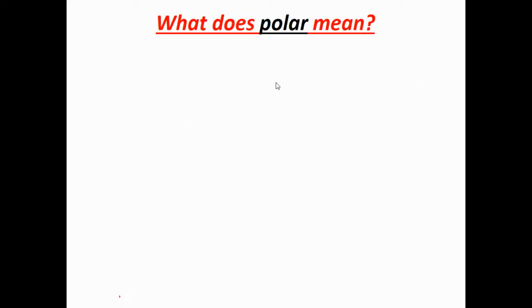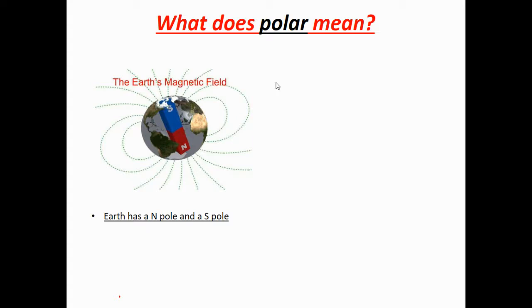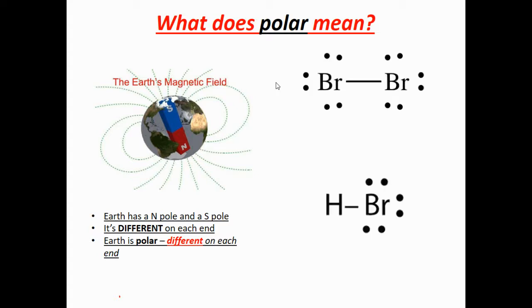Okay, now, what does polar mean? You have heard that the Earth has a magnetic field. The Earth has a North Pole and a South Pole. The Earth is different on each end. The North Pole and South Pole are different from each other, okay? And that means the Earth is polar. Something that's polar is different on each end. If we look at these two molecules, one is Br2, one is HBr.